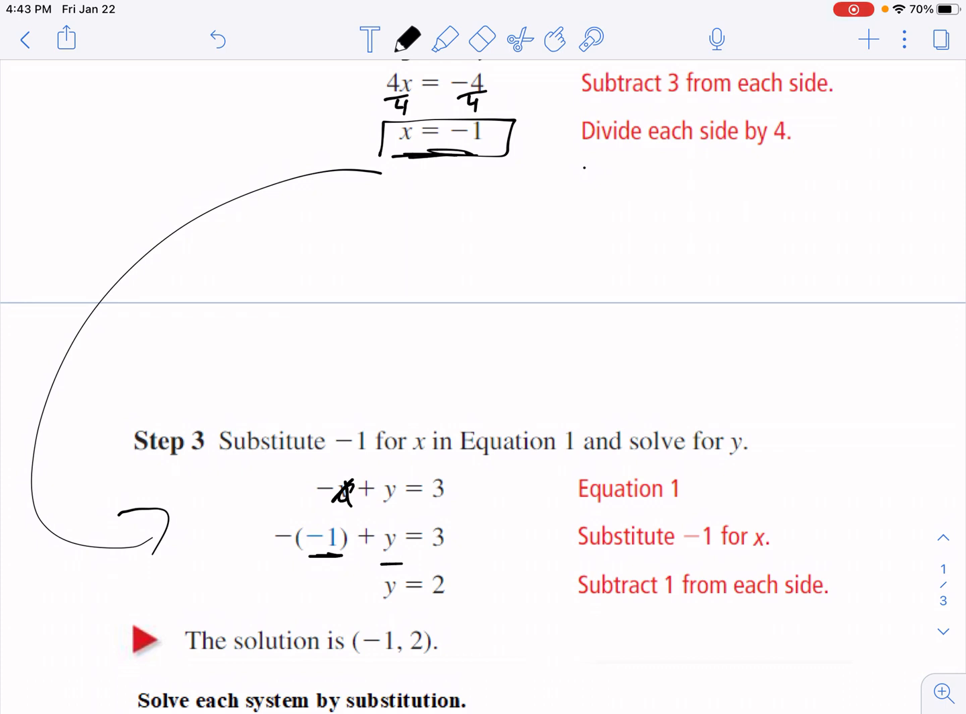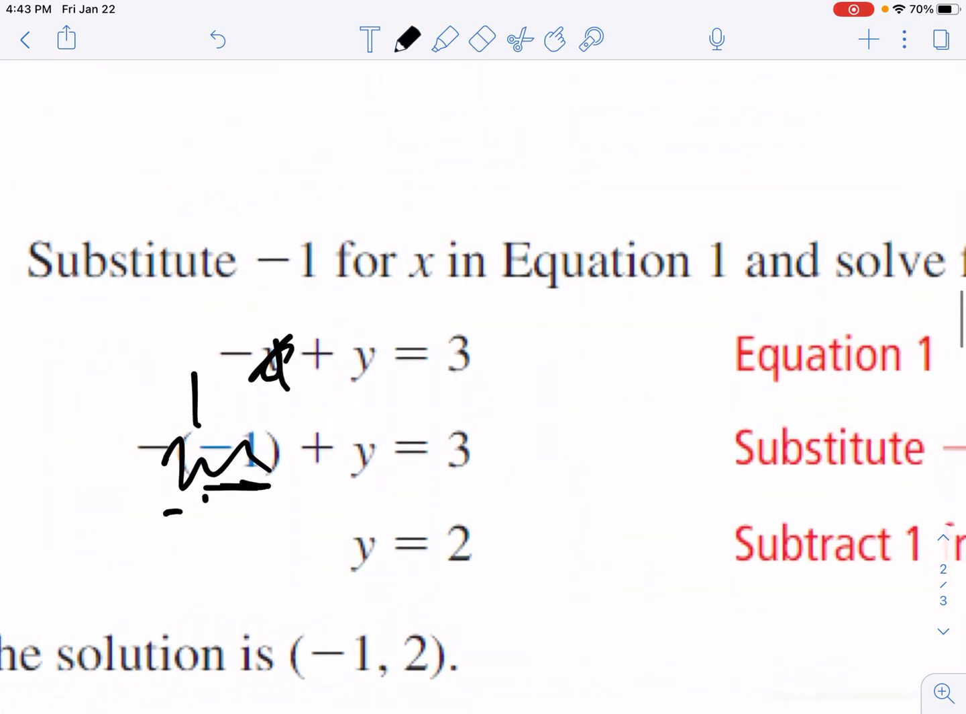So solving for this, a negative times a negative would make a positive, so I'd have a positive 1. They actually look like they kind of skipped a step, but this would be a positive 1 plus y equals 3. Well, now it's just a one-step equation. I can subtract 1 from both sides, and we would get y equals 3 minus 1 is 2. So I've solved x and y through substitution, okay?